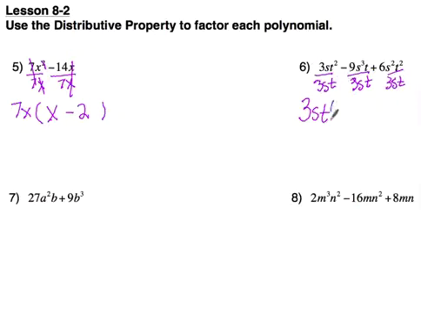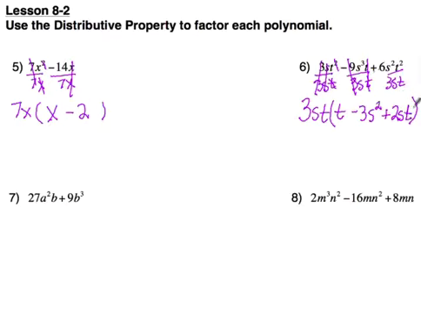And when I look at what's left, the 3 cancels, the s cancels, and one of my t's cancels, so I'm left with t on my first term. Negative 9 divided by 3 is negative 3, right? S to the third over s gives me s squared, and my t's will cancel. And then plus 6 divided by 3 is 2. S squared over s is s, and t squared over t is t. Okay, so that is that one.